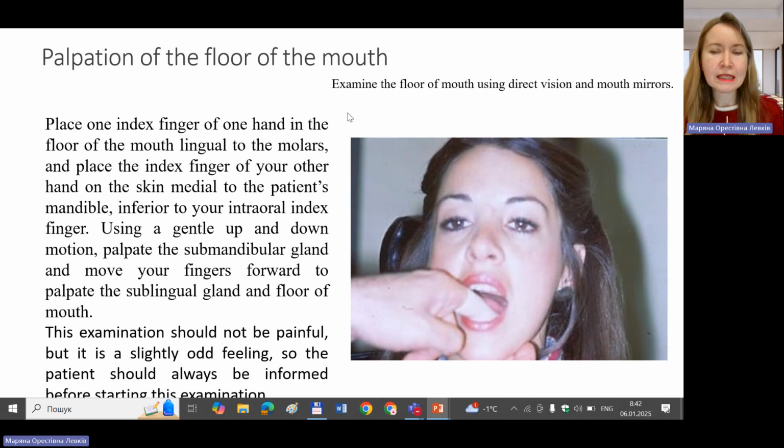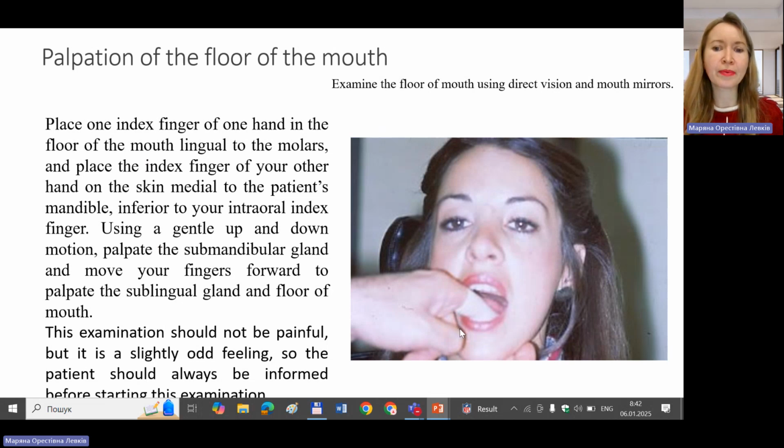The floor of the mouth is examined using direct vision and mouth mirrors. As well, it should be examined by palpation. The process is as follows. Place the index finger of one hand in the floor of the mouth, lingual to the molars, and place the index finger of your other hand on the skin medial to the patient's mandible, inferior to your intraoral index finger.